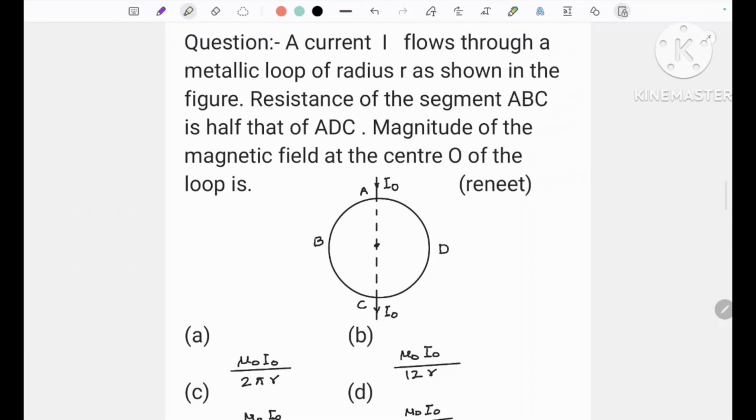Next, a current I flows through a metallic loop of radius R as shown in the figure. Resistance of segment ABC is half that of ADC, magnitude of magnetic field at the center O of the loop is.